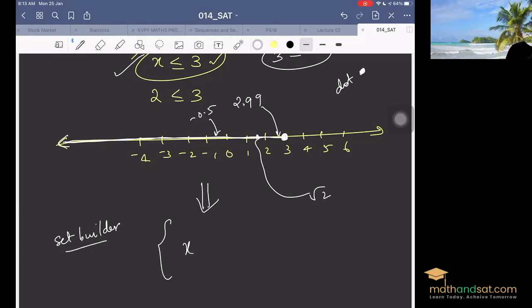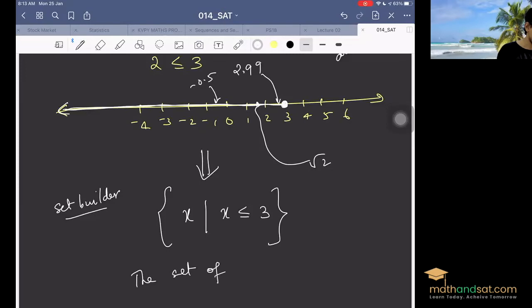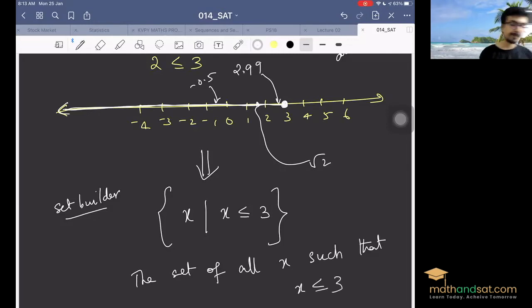So how is this read? This is read as the set of all x such that x less than or equal to 3. So it simply denotes that all numbers less than or equal to 3 will form a set of numbers, and that set is represented in the form of a set builder form.